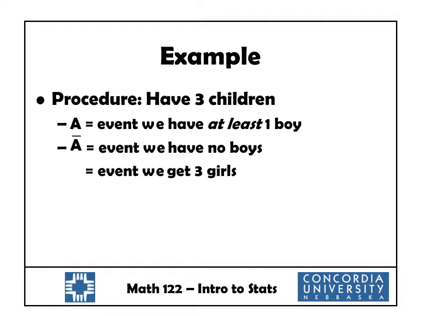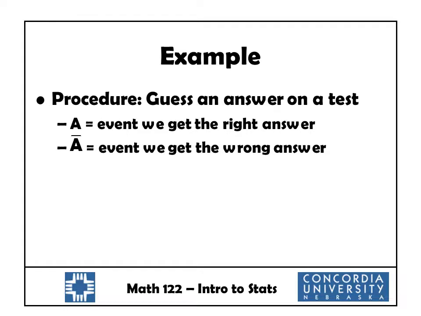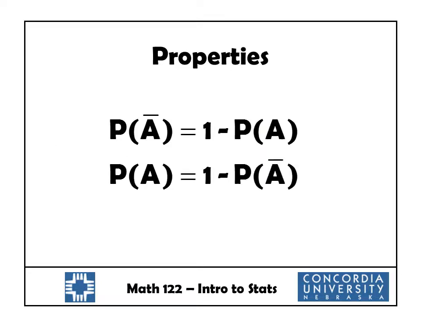So suppose our procedure is that we have 3 children. Let A be the event that we have at least one boy. A complement would be the opposite of at least one boy, which is the event that we have no boys. Or stated another way, it's the event that we get exactly 3 girls. Okay. Another procedure, suppose we guess an answer on a test. Let's let A be the event that we get the right answer, and A complement be the event that we get the wrong answer. A complement again is the opposite of the original event.